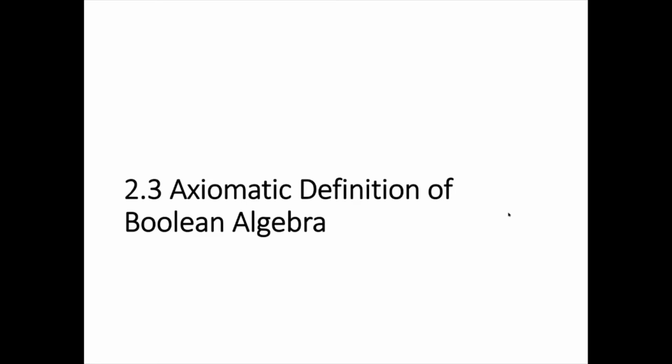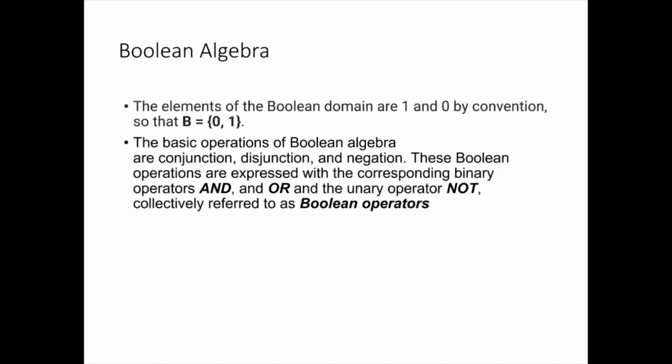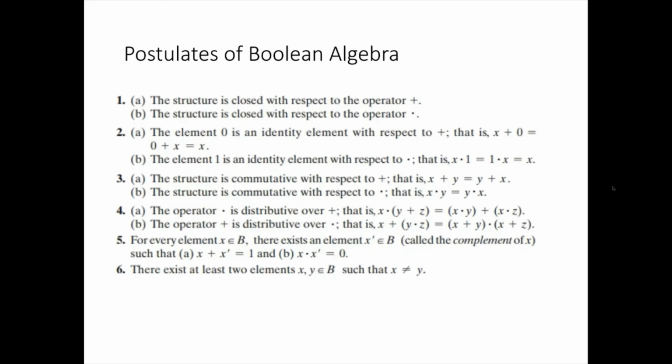Okay, section 2.3, axiomatic definition of Boolean algebra. The elements of the Boolean domain are 1 and 0 by convention, and the basic operations of Boolean algebra are conjunction, disjunction, and negation. Right? In Boolean algebra, we represent conjunction with an AND, disjunction is the OR, and negation is the NOT. Okay, so those are our 3 Boolean operators. And we can go through those same 6 postulates on how it applies to Boolean algebra.